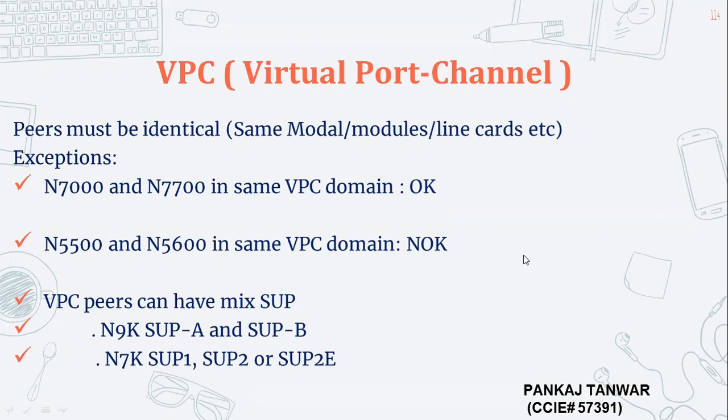We can mix and match the supervisor engines. For example, in Nexus 9K, we can use SUP A and SUP B. In Nexus 7K, we can mix and match between SUP 1, SUP 2, or SUP 2E. You can frequently see this mix and match of the supervisor engines in the live network, but for the model numbers, in more than 90% of the cases, you will see that we use identical switch models.